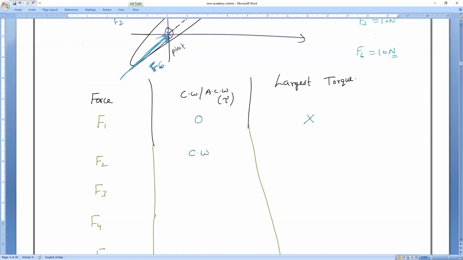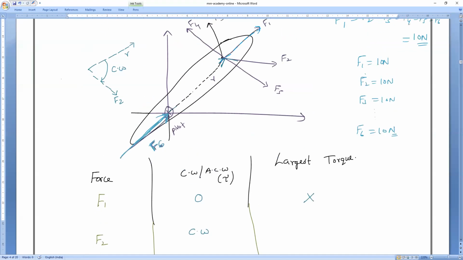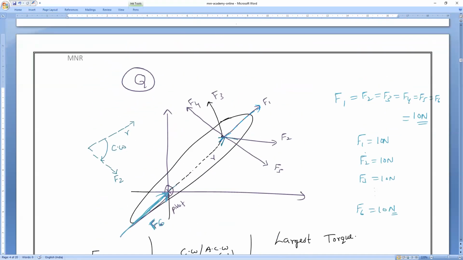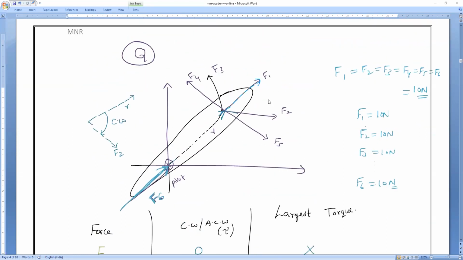Yes, please. Okay, we'll discuss the secondary. F2 is clockwise. Do you all understand, guys? F4 is maximum. Next, F3. Check it. So head to tail. We have to join tail to tail.